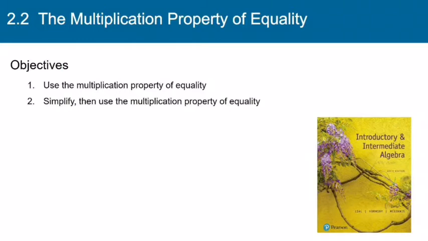Today we are in section 2.2 and we're going to be looking at the multiplication property of equality. So last time we looked at the addition property of equality and we learned how to solve equations by either adding the same thing to both sides or subtracting the same thing from both sides. Today is the multiplication property of equality, so we will either be multiplying both sides by the same number or dividing both sides by the same number.